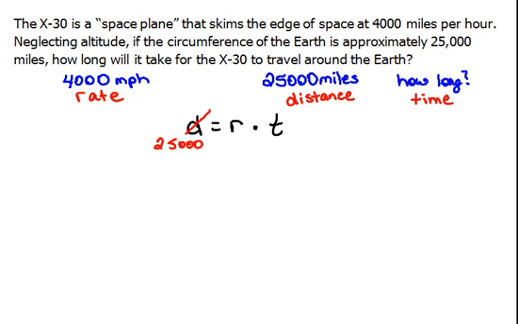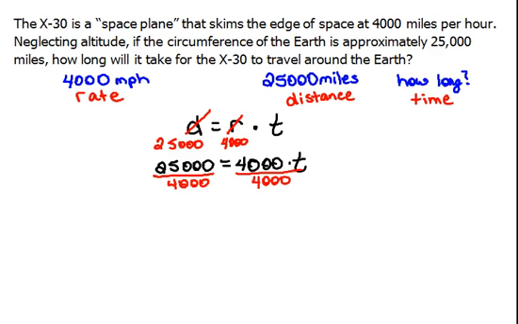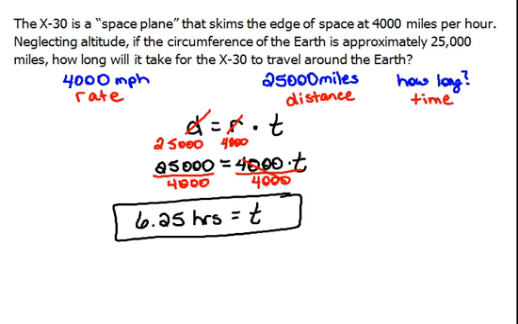So plugging in what we know, the distance is 25,000 and the rate is 4,000. We can rewrite our formula as 25,000 equals 4,000 times t. We can solve for the missing variable now. To undo that multiplication, we would need to divide both sides by 4,000. And now 25,000 divided by 4,000 is 6.25. That tells us that the time required is 6.25 hours.